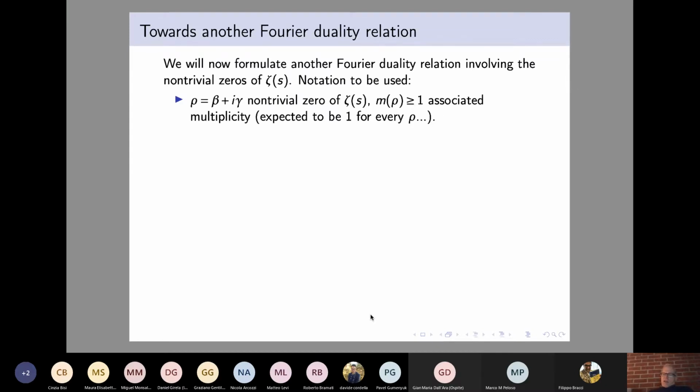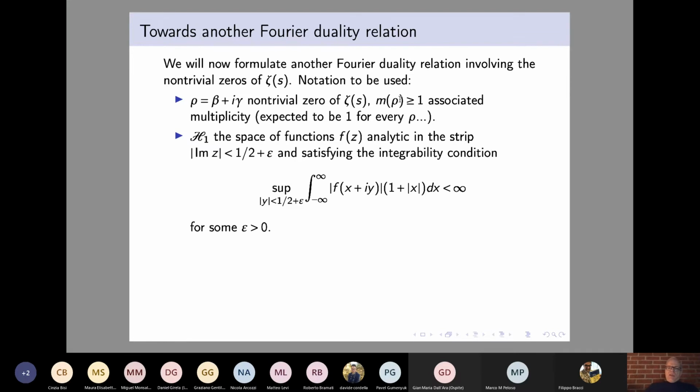I will, as I did already, use the usual standard notation for the zeros, but I will do something a little bit non-standard. I will account for possible multiplicities. Well, people don't believe that there are multiple zeros, but let's keep that possibility open. So m of rho is the possible multiplicity of a zeta zero.